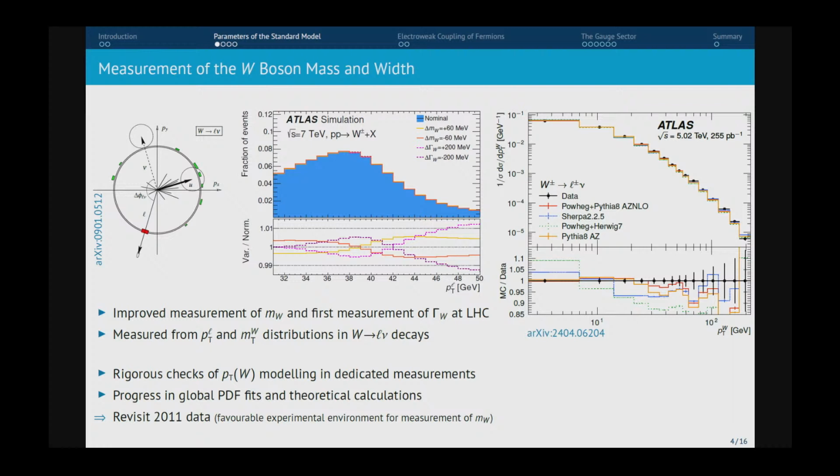understanding through dedicated measurements. So here shown is a measurement of the W boson pT that we did in dedicated low pileup runs in 2017 and 2018 that offer a favorable experimental condition for the reconstruction of the neutrino transverse momentum. And together with progress on global fits of the proton PDF and also progress on theoretical calculations, this triggered us to revisit an older data set and perform a measurement of the mass and width.